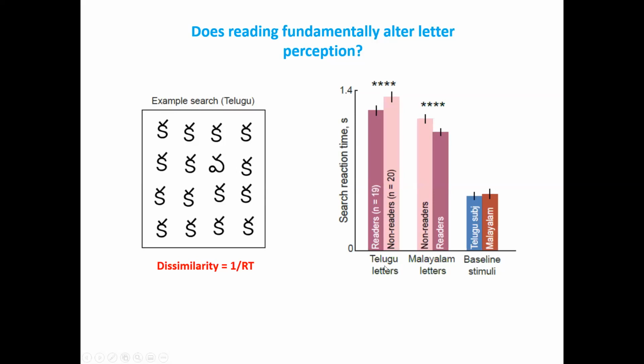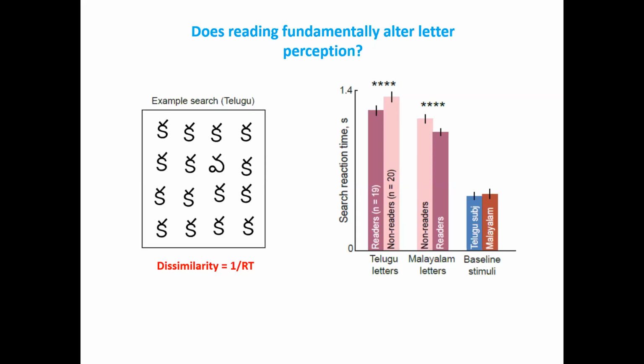If I take Telugu letters, the people who can read Telugu actually are faster in doing the Telugu searches. Right? And the people who can read Malayalam letters are actually faster to search for Malayalam letters. And if you look at their baseline response time, that is on some independent set of shapes, they're actually equally fast. So there's no group difference, but there's a very neat kind of double dissociation, suggesting that readers are becoming faster at discriminating letters of their own script, which is all nice.